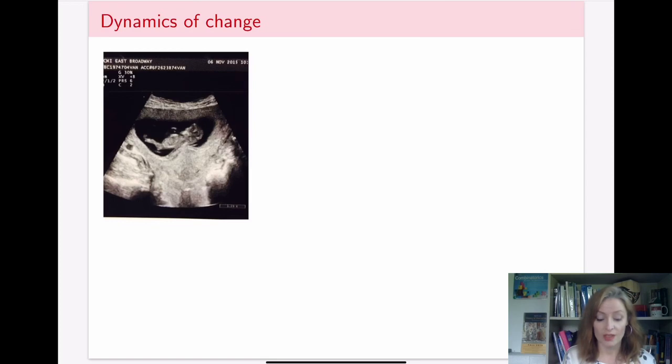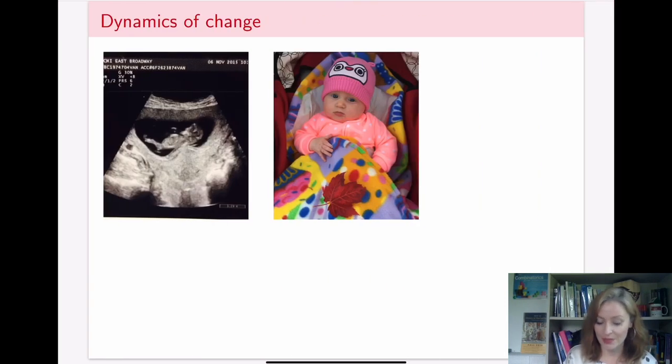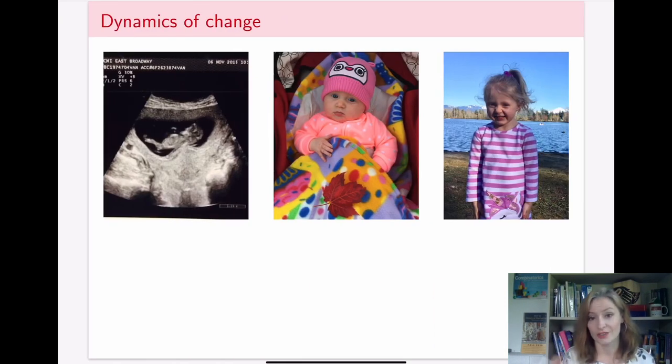So here is the change that I've been noticing recently. This is the very first picture of my daughter. This was about 4 years ago. She has since grown. She's become a baby and then a toddler. This is earlier this year when she had just turned 4.